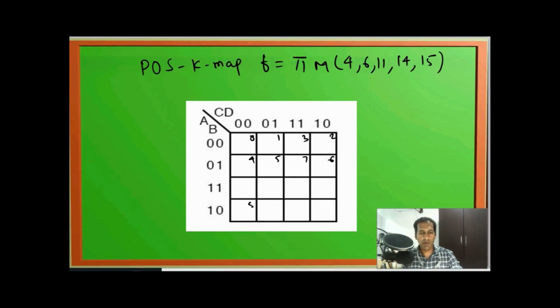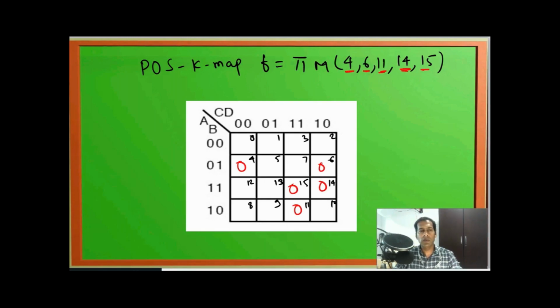So after 7, 8 will go here, 9, 10, 11. Then 12, 13, 14 and 15. Now for POS form we have to mark zeros. The first 0 at 4th position, then second 0 at 6th position, then next 0 at 11th position, then next 0 at 14th position, next 0 at 15th position.